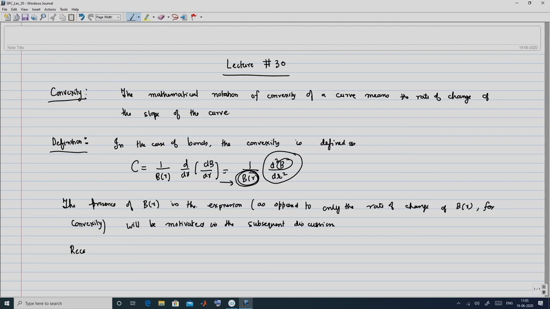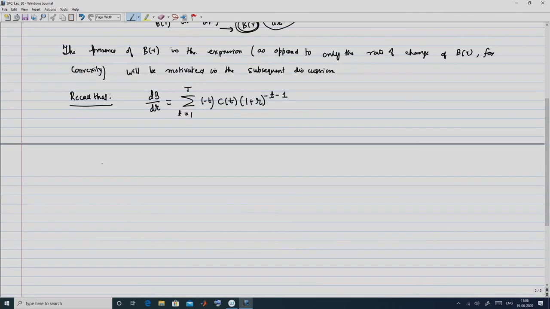Now, recall that dB/dr, we have already got the expression for this, and what was this? This was the summation of C_t and the derivative with respect to r of (1 plus r) raised to minus t. So, this derivative becomes minus t into (1 plus r) raised to minus t minus 1, t equal to 1 to capital T.